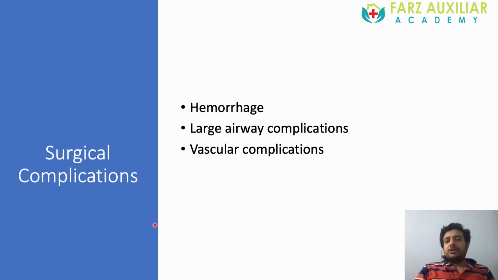There are several surgical complications which also need to be taken care of, like post-operative hemorrhage, large airway complications that include bronchial anastomotic dehiscence or a fistula, and vascular complications that include kinking and thrombosis of the newly anastomosed vessels.